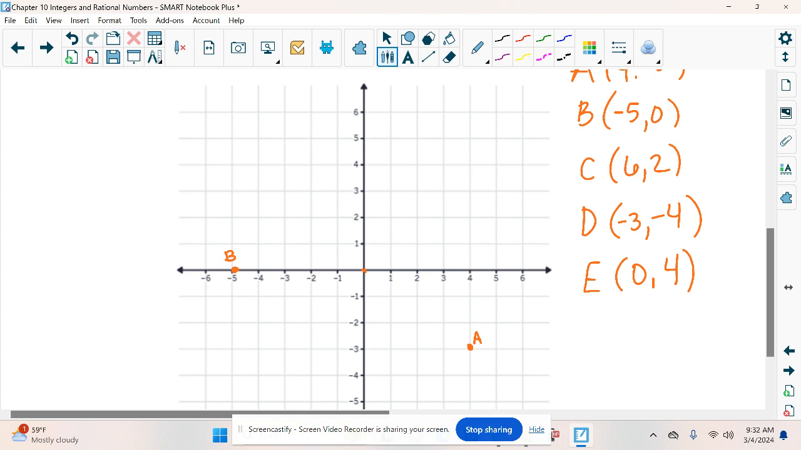Now positive 6. So we've got C, 6, 2. If I start at 0, am I going to go left or right? Right to +6, and am I going to go up or down? Up 2. So it'll be that one right there.